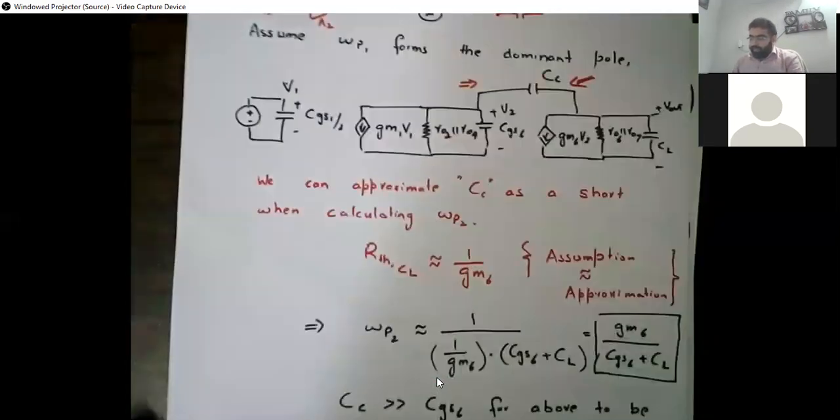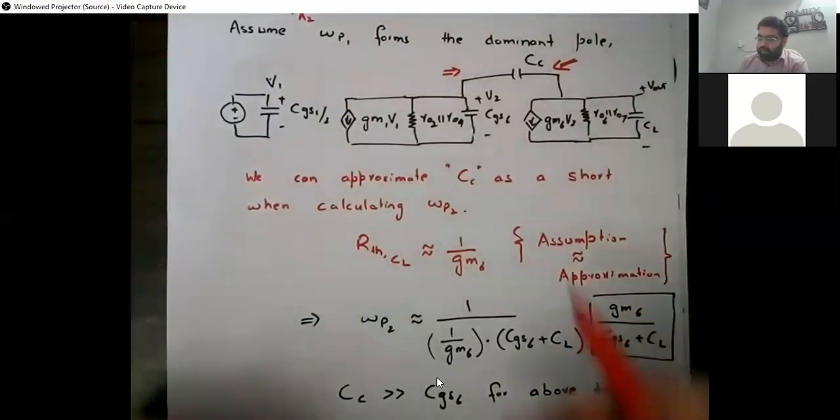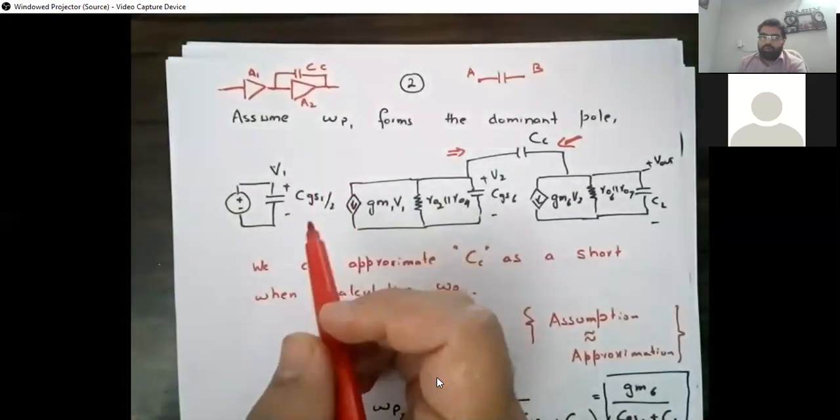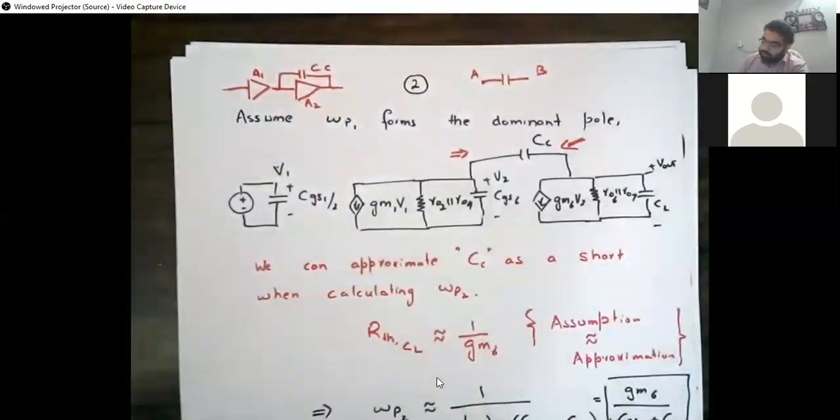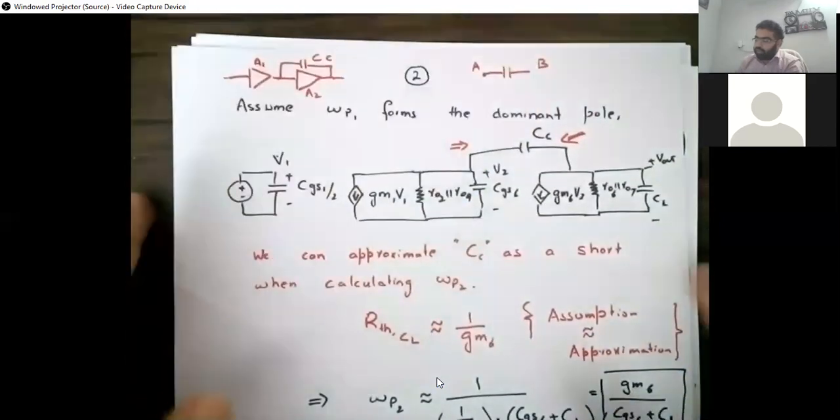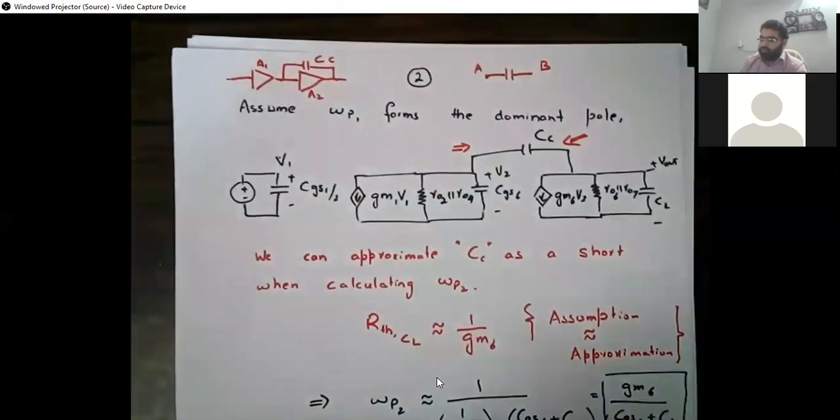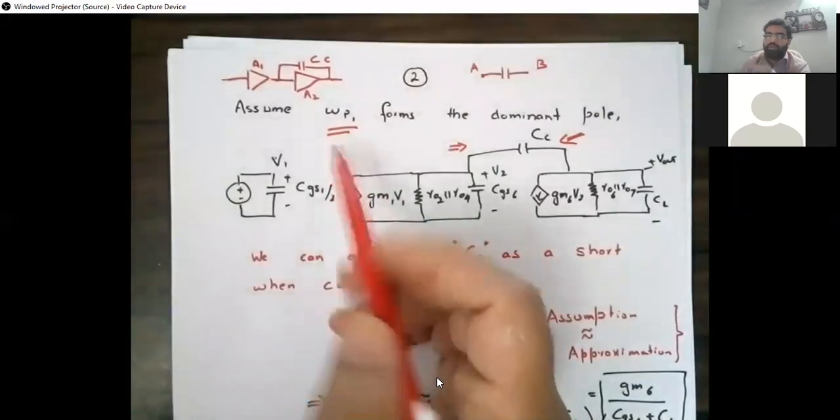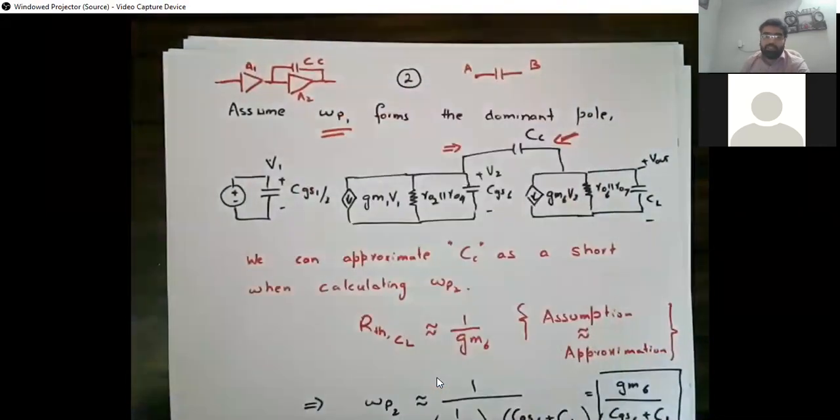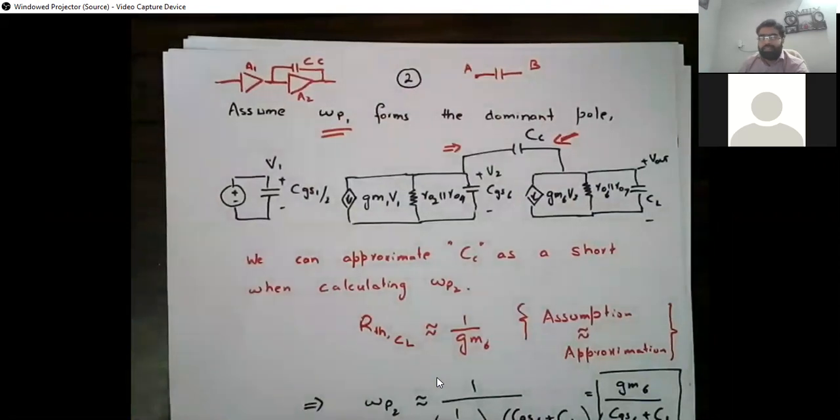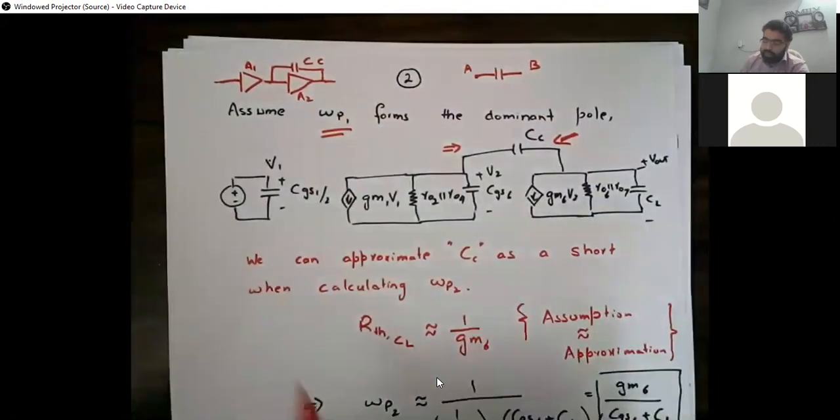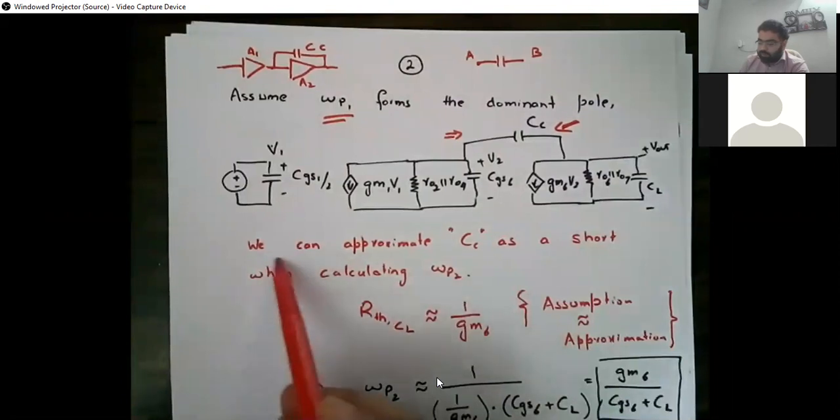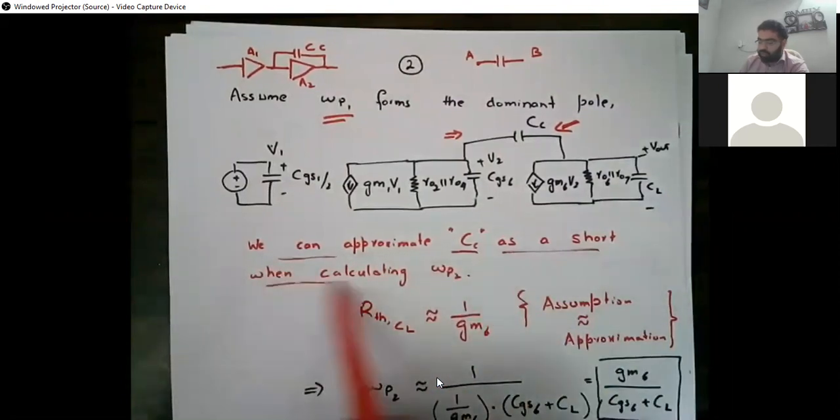So coming back here, assume now we want to prove that omega P2 is becoming further right on the omega axis. We assume initially, which we also observed from the relation, that omega P1 forms a dominant pole. We are not 100% sure still, since we don't know the omega P2 value, but we can make a logical assumption by seeing the expression that omega P1 is a dominant pole. So we do this assumption, and again we can approximate CC as a short.